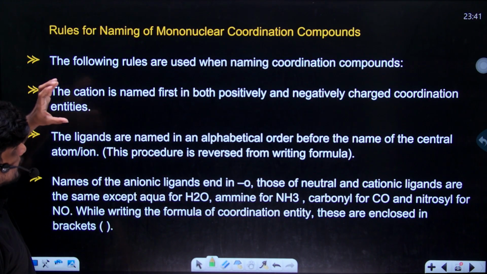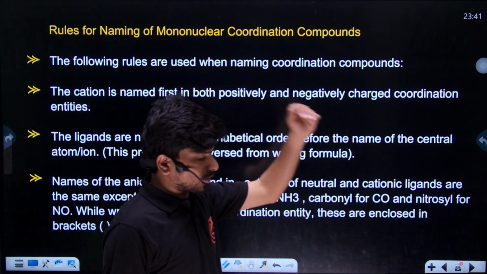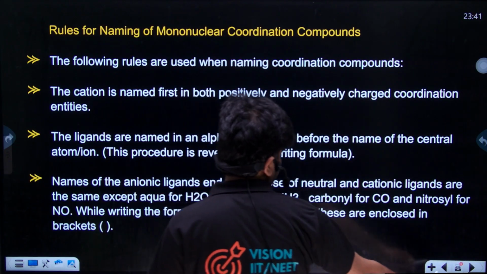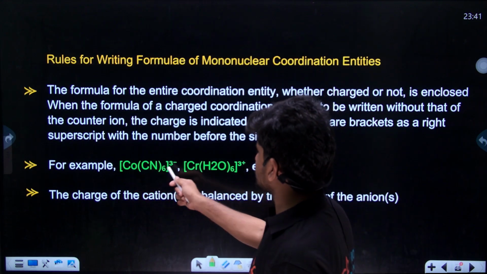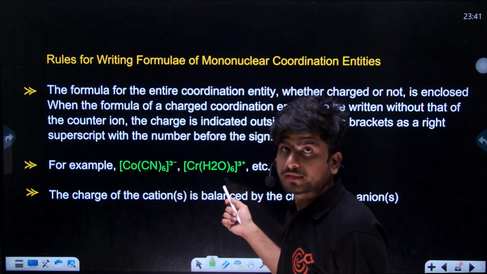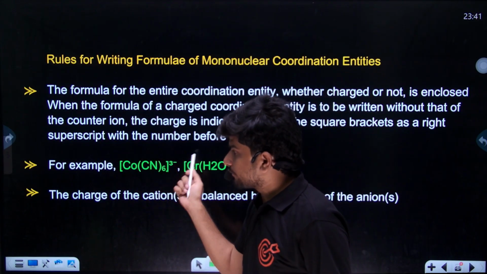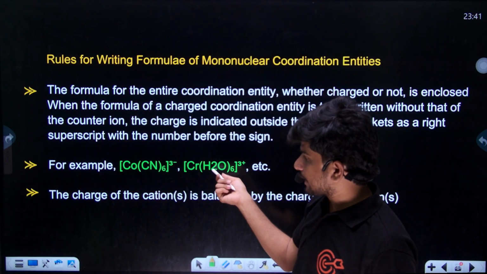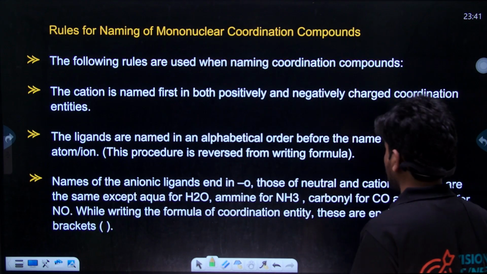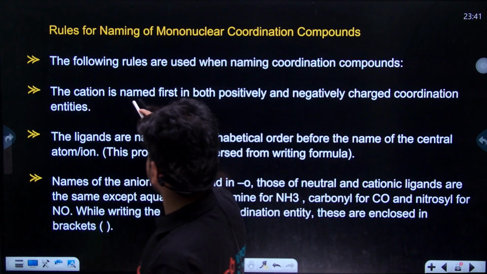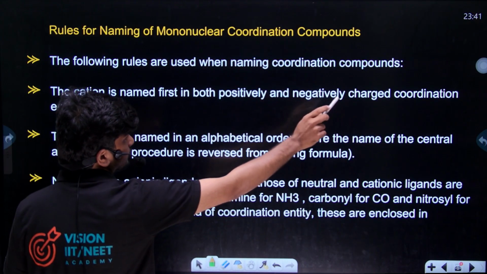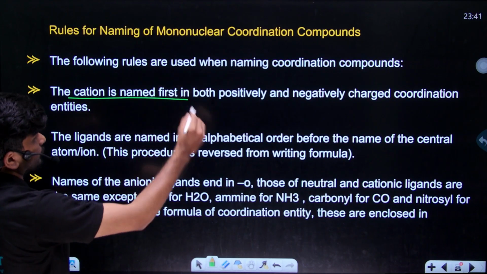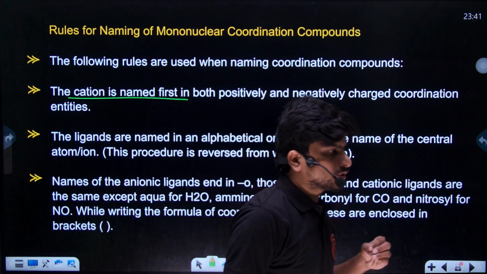So always the cation name is written first, in both positively and negatively charged species. Whether the coordination entity has a positive charge or a negative charge, suppose this is the cationic part and this is the anionic part. You need to understand the counter ion: if it is positive, that is your cation, and if it is negative, that is your anion. Whether you have this or that, the cation is named first in both positively and negatively charged coordination compounds. This you need to remember for sure. This is very important.